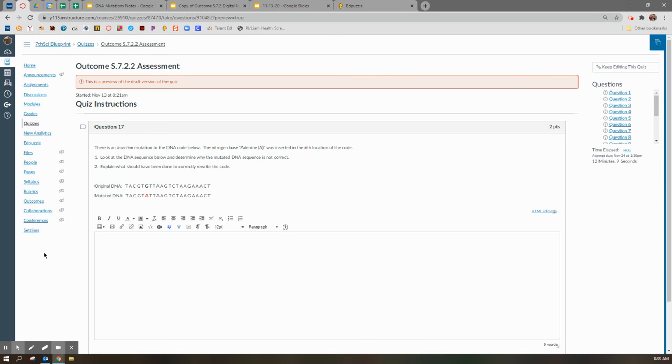Question 17, this is the last question. There is an insertion mutation to the DNA code below. The nitrogen base adenine, A, was inserted in the 6th location of the code. Look at the DNA sequence below and determine why the mutated DNA sequence is not correct, and explain what could have been done to correctly rewrite the code. That is the end of your test.